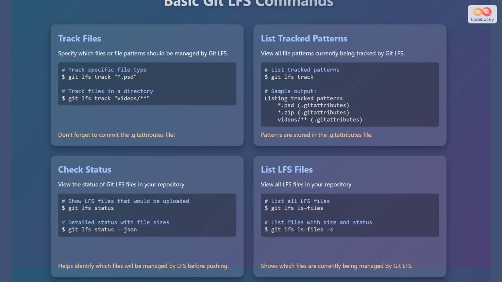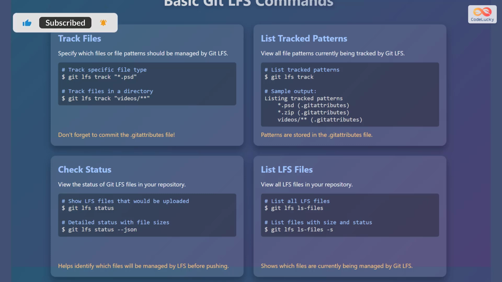The second command is git lfs track, which is used to view all file patterns currently being tracked by Git LFS. The output will be a listing of tracked patterns along with the file .gitattributes. These patterns are stored in the .gitattributes file. The third command is git lfs status, which is used to view the status of Git LFS files in your repository. The command git lfs status shows LFS files that would be uploaded. The command git lfs status --json gives a detailed status with file sizes. It helps identify which files will be managed by LFS before pushing.